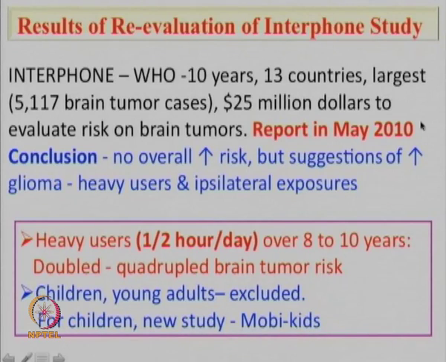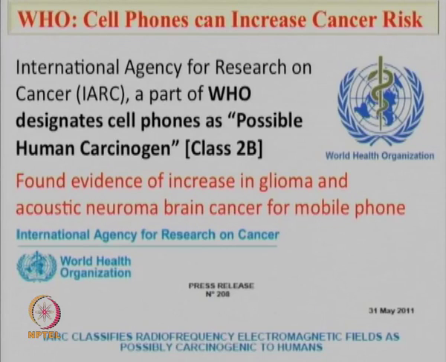So, now let us see this report which came in May 2010. What happened after that? Well, WHO finally declared 1 year later, and I want to bring certain things over here. That was May 2010 when the Interphone study came, which followed all the protocols of WHO. Yet it took 1 full year, and let us see what happened. So, 1 year later, the International Agency for Research on Cancer, IARC, classified radio frequency electromagnetic field as a possible carcinogen to human beings, which is known as class 2B.